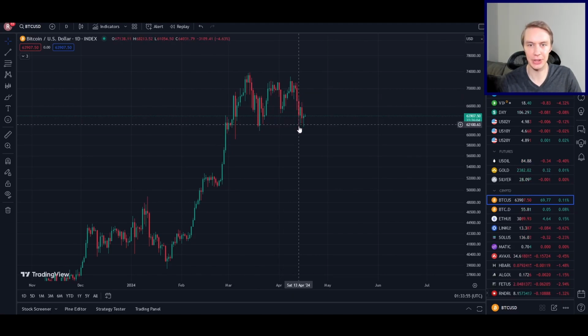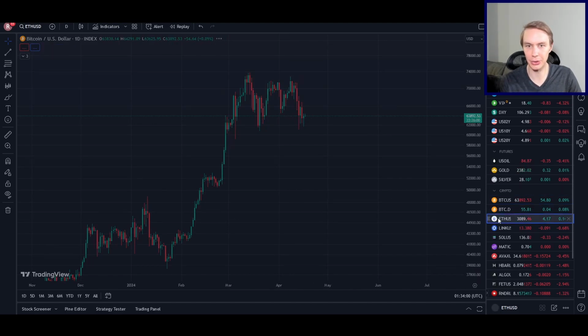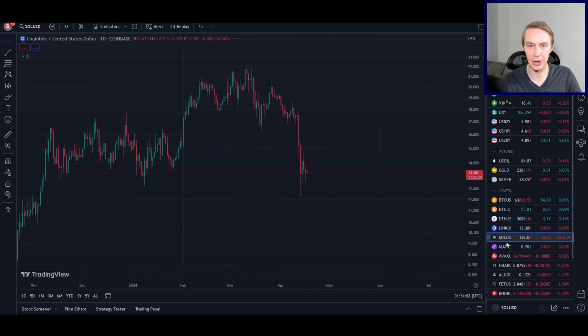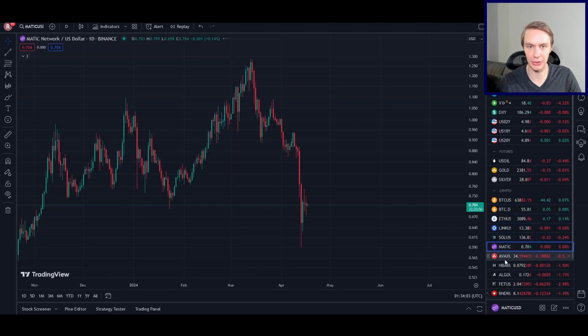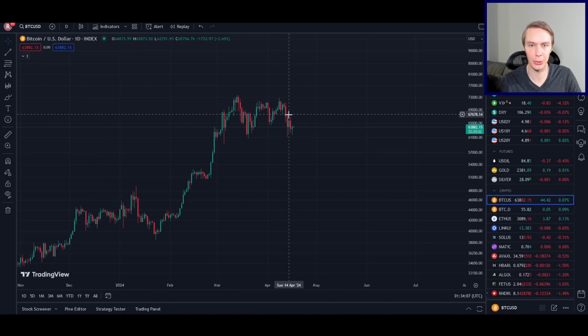It has been a bit of a scare in the market, and Bitcoin has actually held up better than a lot of other crypto assets, which have really fallen off a cliff, especially if you look at a lot of different altcoins that are out there. And the catalyst, of course, was the conflict between Israel and Iran.